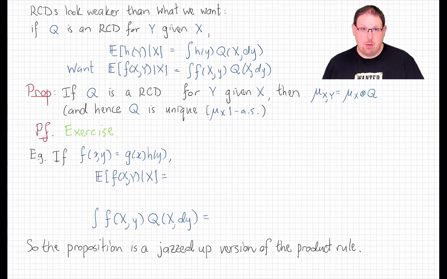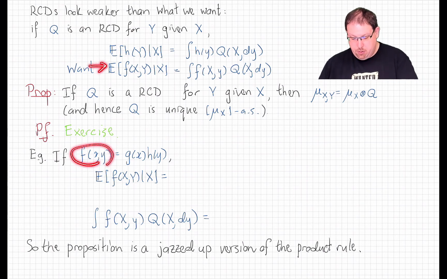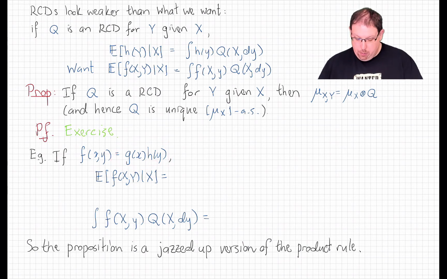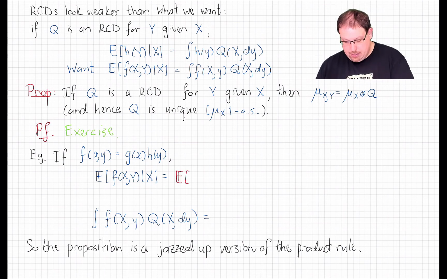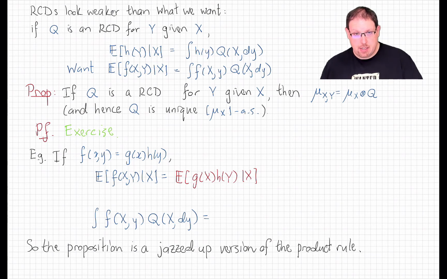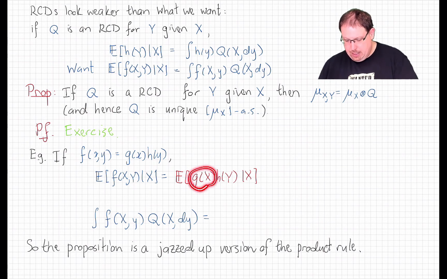Let me just give you a brief preview of how that argument might start. Suppose that our function f that we're interested in, this more general property, is a tensor product function. It factors in the form a function of X times a function of Y. Well, then we can compute the conditional expectation of f at X, Y given X. By definition, that's the conditional expectation of g at X times h at Y given X. And now, one of the basic properties of conditional expectation is the product rule. This is an X-measurable function, and therefore we can pull it out.